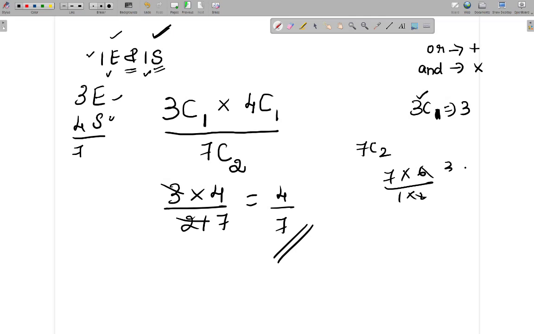The letters of the word statistics are written on 10 identical cards.